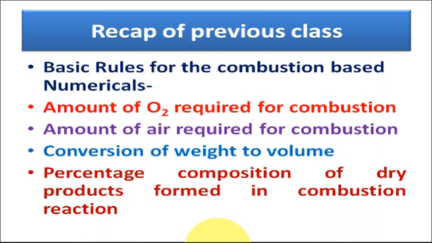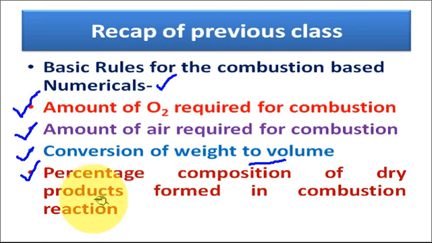Before starting, just revise what we have learned in the previous class. In the previous class, we started with the basic rules for the combustion based numericals, in which we discussed that first of all, we have to calculate the amount of oxygen required for combustion, then the amount of air required for combustion of a fuel. Then we also learned how to convert the weight of air or oxygen to the volume. And we also discussed how to calculate the percentage composition of the dry products of the combustion.